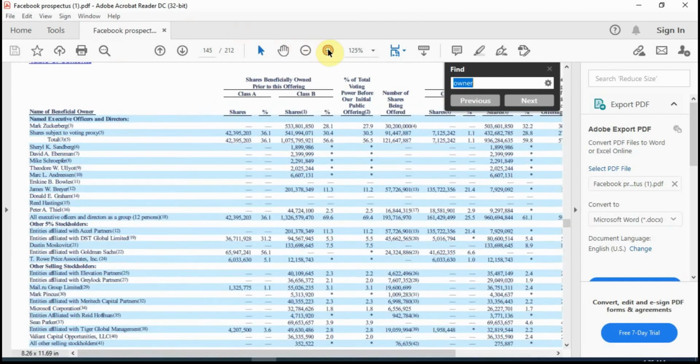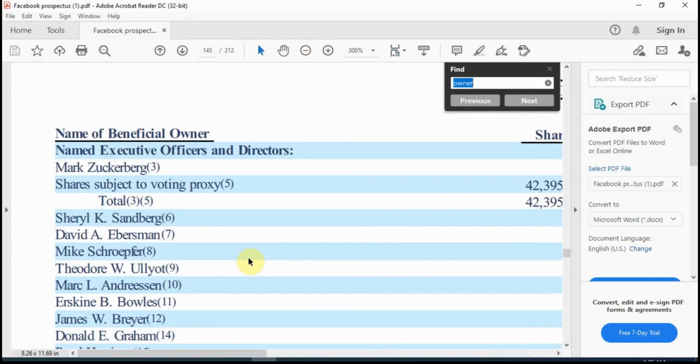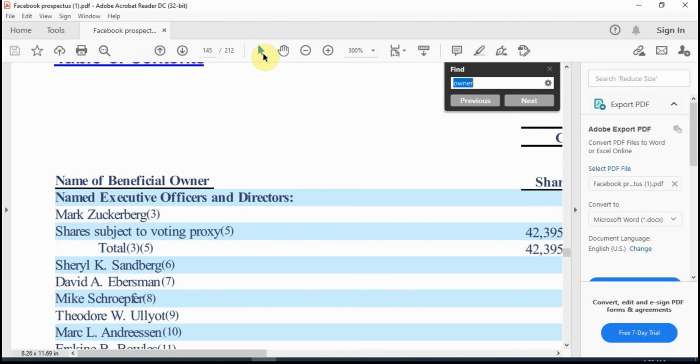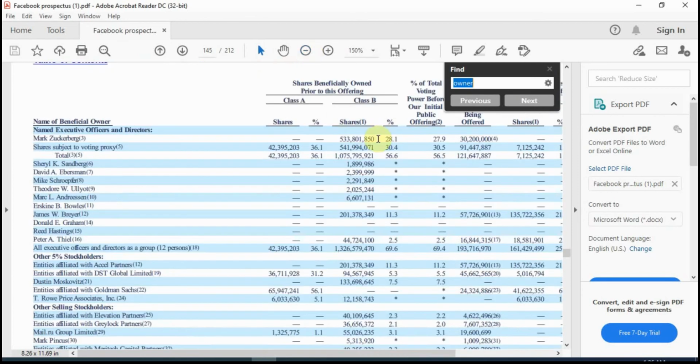So Mark Zuckerberg definitely is at the top of the list. And Sheryl Sandberg, David Eberspan, these are famous private placement investors. These people were the angels of Facebook at the infancy of the company, or the venture capitalists. Based on this page, you can tell the shares of each owner. And you will also see these Class A shares and Class B shares.